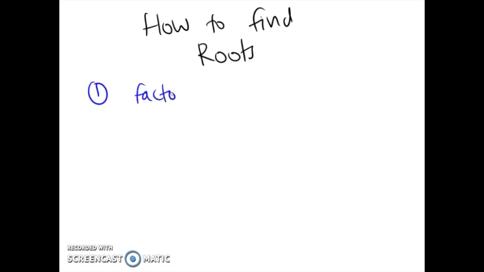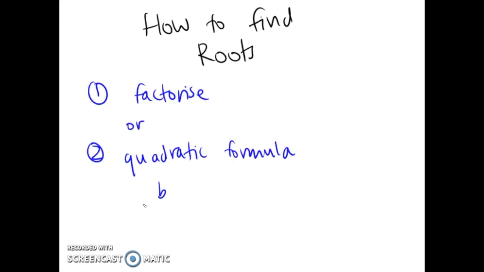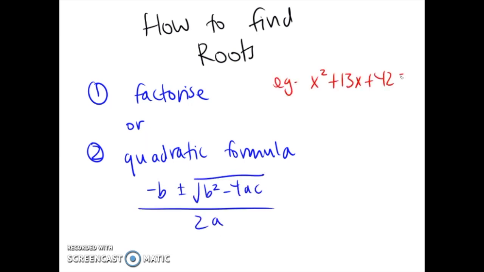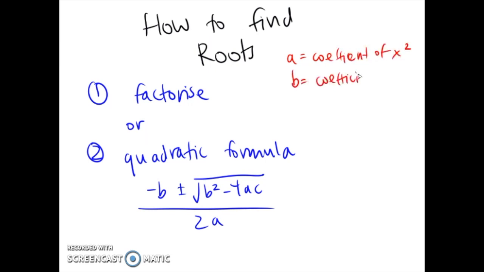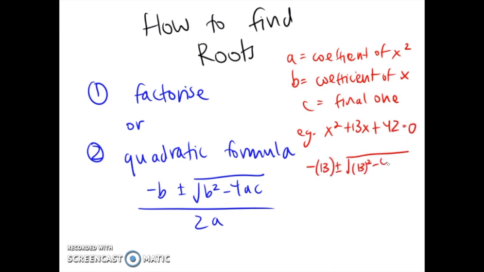Next, we're going to look at how to find roots, which you should have come across before. You can either factorize or use the quadratic formula. We're going to look at a quick example. So for factorizing, you just factorize it normally to get minus 6 and 7 here. And if you use the quadratic formula, you can remember what a, b, and c mean in an equation, and then plug it straight into the formula.